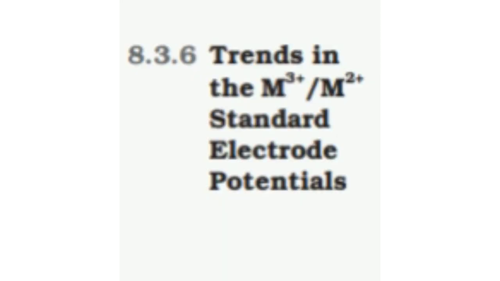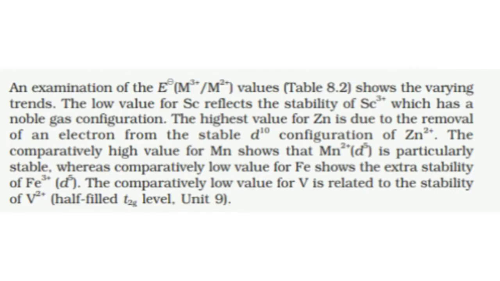Trends in M3+/M2+ standard electrode potentials. An examination of E0 M3+/M2+ values shows the variation trends. The low value for scandium reflects the stability of Sc3+, which has noble gas configuration. The highest value for Zn is due to removal of an electron from the stable d10 configuration of Zn2+. The comparatively high value for Mn shows that Mn2+ d5 is particularly stable, whereas the comparatively low value for Fe shows the extra stability of Fe3+ d5. The comparatively low value for vanadium is related to the stability of V2+ half-filled t2g level.